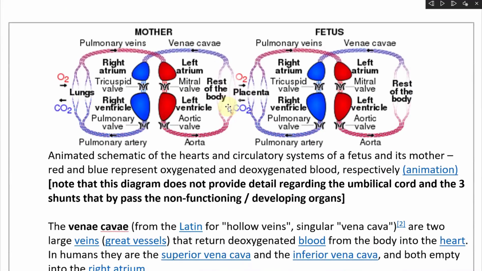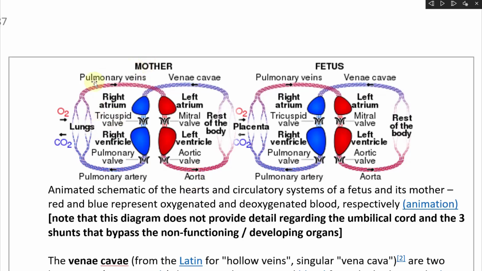Anyways, now I'm going to go over this diagram. Basically we have an animated schematic of the hearts and circulatory systems of a fetus and its mother. Red and blue represent oxygenated and deoxygenated blood respectively, and there's an animation of it. But note that this diagram does not provide detail regarding the umbilical cord and the 3 shunts that bypass the non-functioning, developing organs such as the liver and lungs, etc.